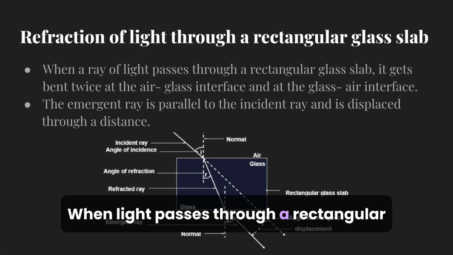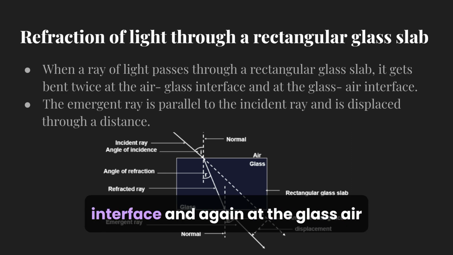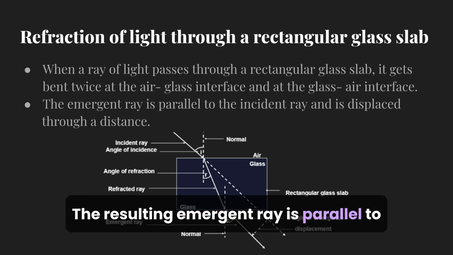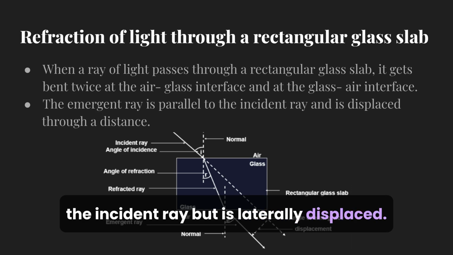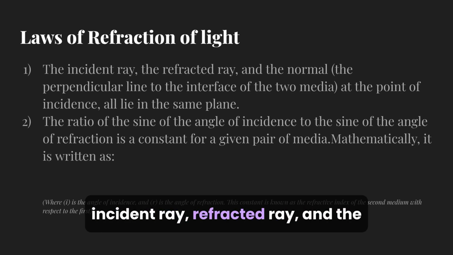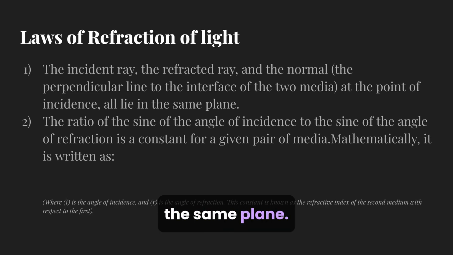When light passes through a rectangular glass slab, it bends twice, at the air-glass interface and again at the glass-air interface. The resulting emergent ray is parallel to the incident ray but is laterally displaced. The laws of refraction state that the incident ray, refracted ray, and the normal at the point of incidence all lie in the same plane.